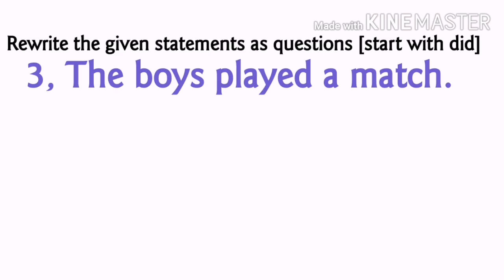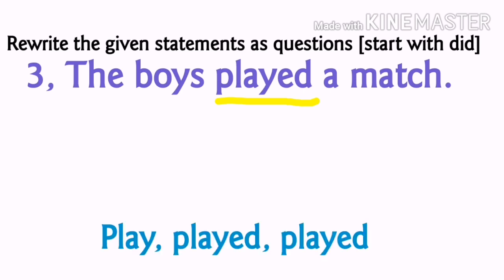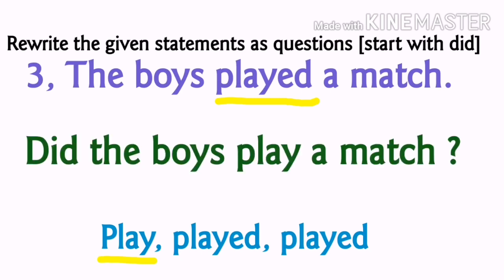See the next sentence. The boys played a match. What is the verb here? Played. Which are the three forms of the verb? Play, played, and played. So the first form is play. So the sentence will be like this: Did the boys play a match? Write down in your notebook.